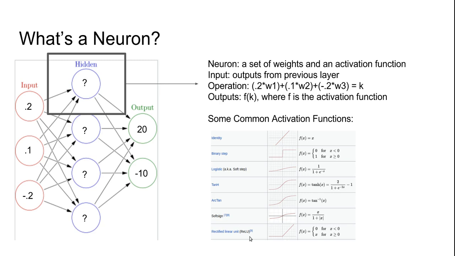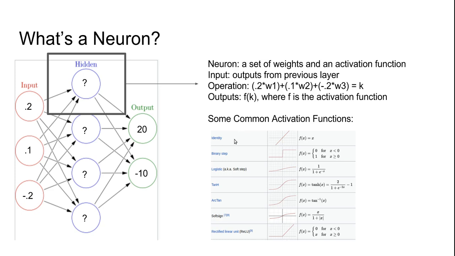There are many different types of activation functions. Here are some common ones, but there are several more. Usually what you're trying to do with activation functions is shape your values into some bounded range, and you also need the activation function to be differentiable because that's how backpropagation works.